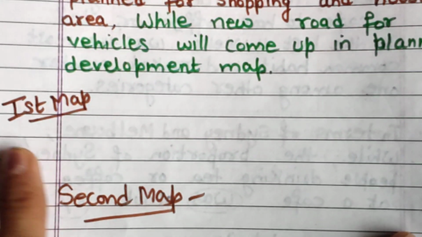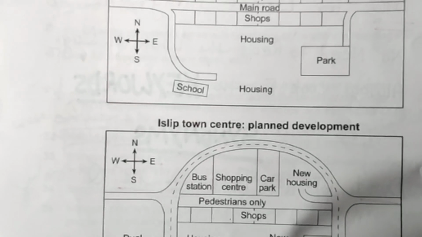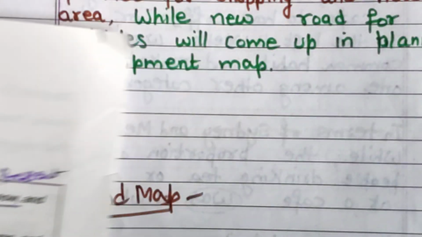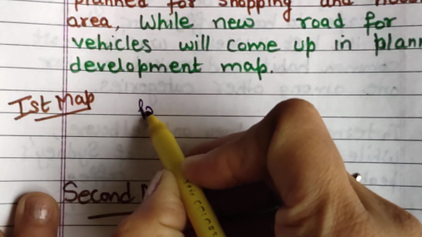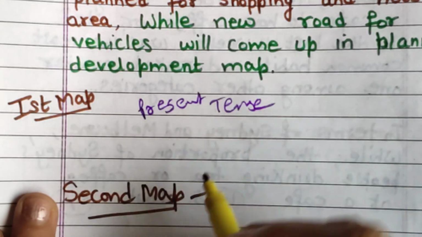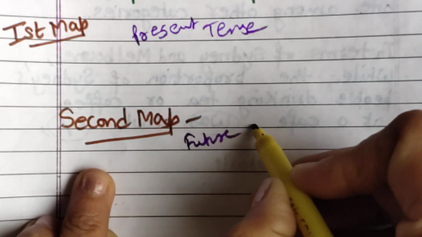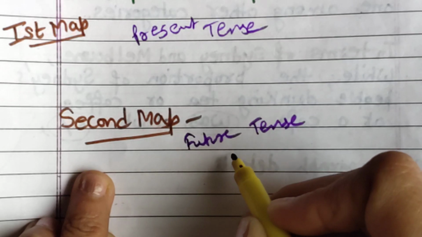Okay, so after that, the first map. How will you explain these two maps? Of course we have to explain this first map, and we have to explain this also. So for the first map, everything will be in present tense, and for the second map, everything will be in future tense, with comparison.